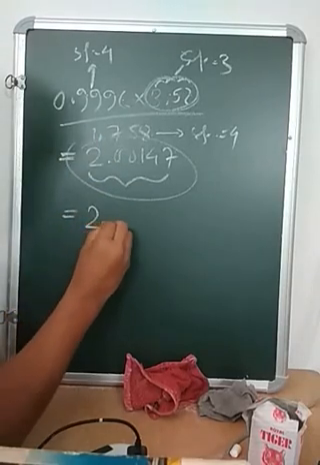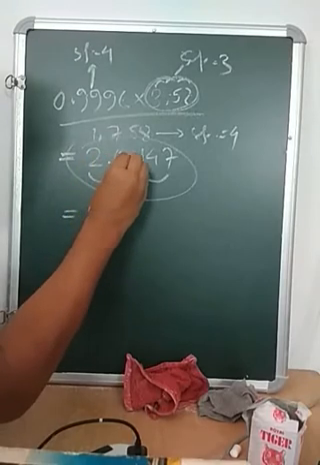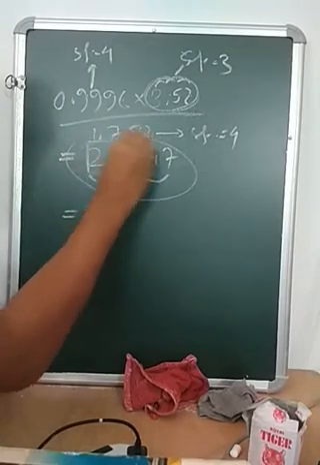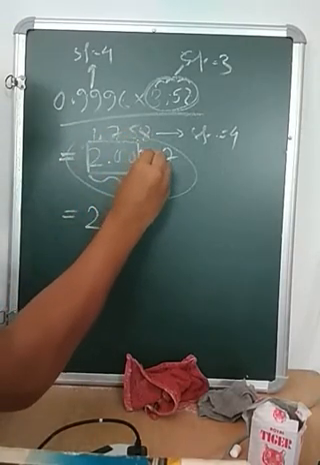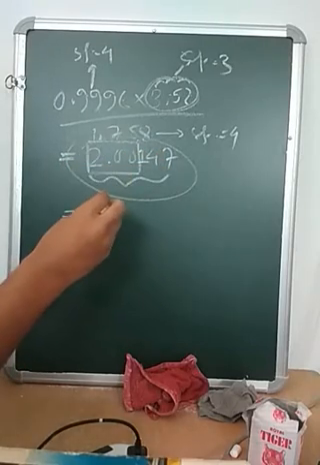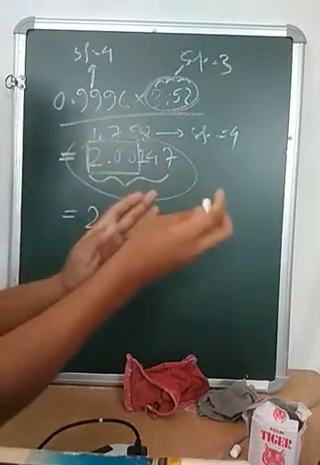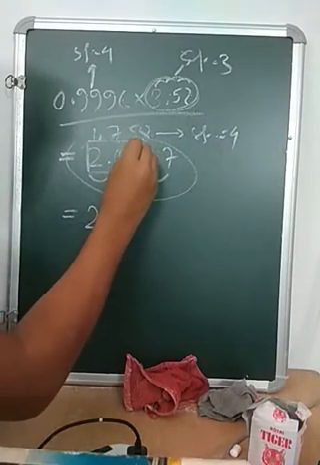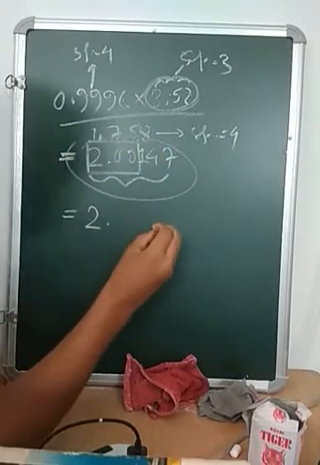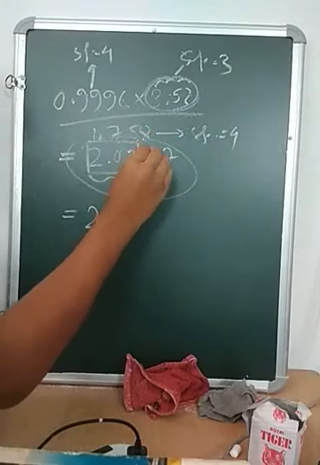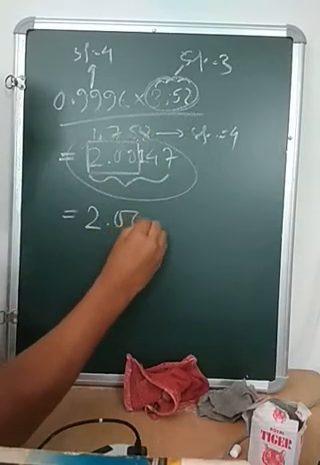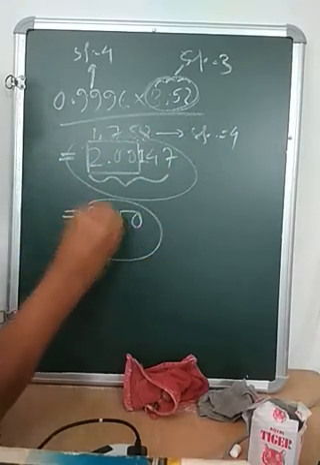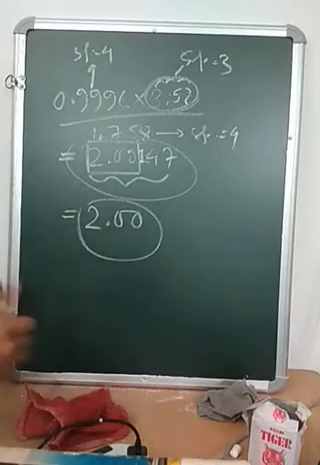So what it will be is 2.00. Up to this we have to make it significant. We also have to round it off when we neglect this term. See, there is 1, there is a 0, there is 1. So this 1 is less than 5, so we have to take this as 2.00. This will be the answer.